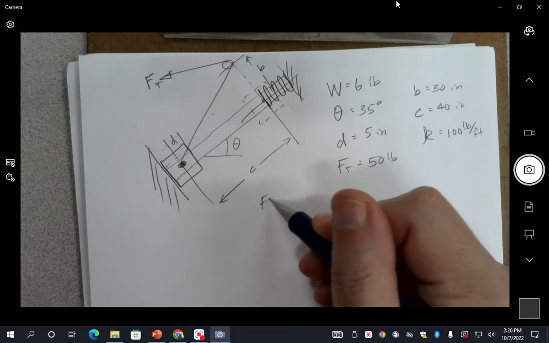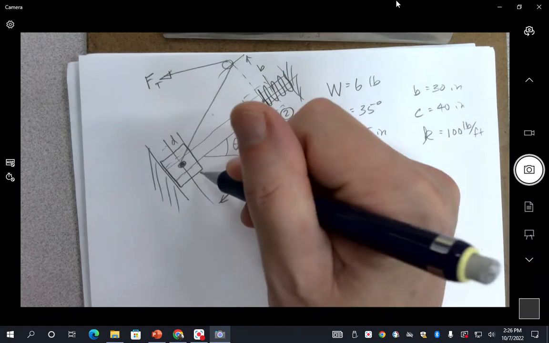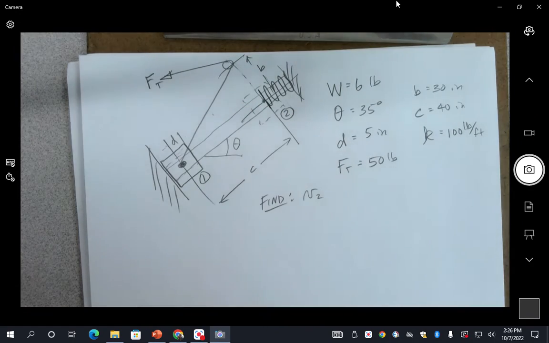And we want to find, and if this is 2 right here and this is 1, find V2. I missed the first part of the question. So that's a string attached to a collar, and they're pulling the string and hitting the spring. Am I looking at that correctly?